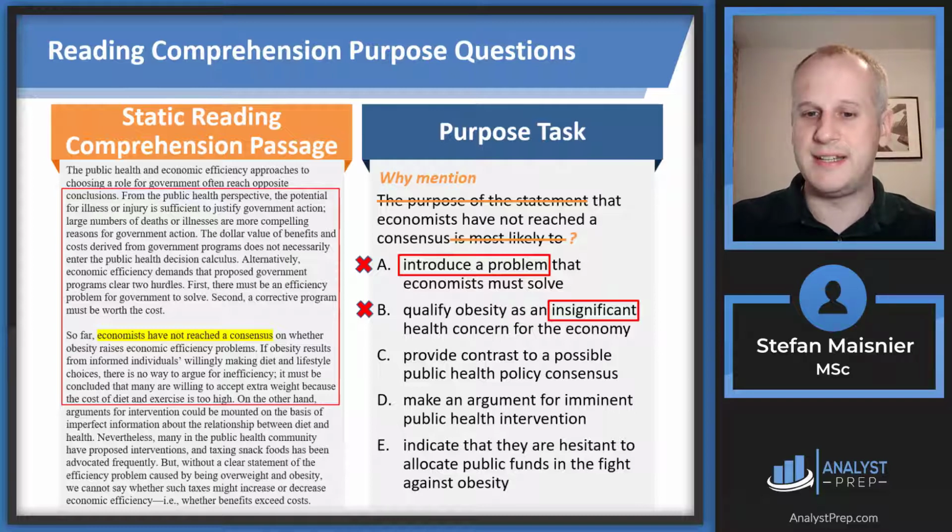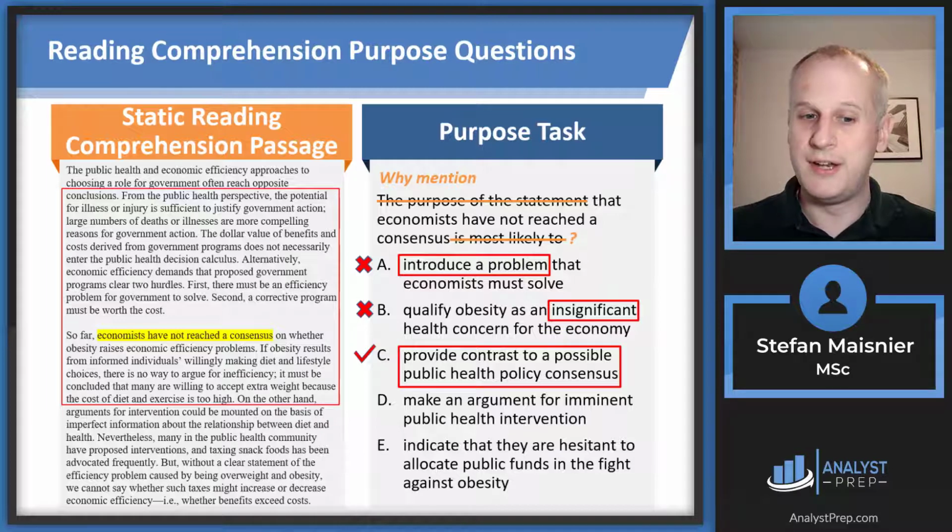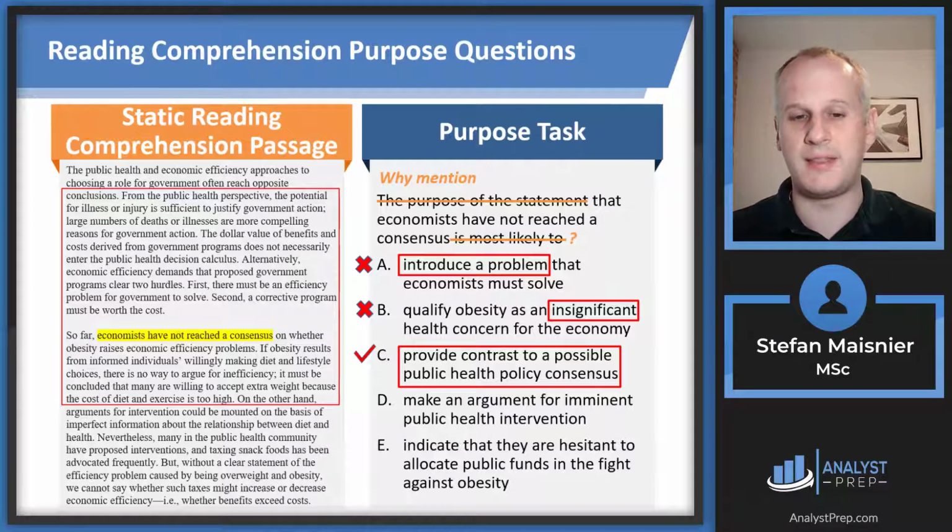However, with choice C, provide contrast to a possible public health policy consensus. Well, we know that the public health people say that if there's illness or injury, that would be sufficient to justify government action. But the economists, they have not reached this consensus. So there is a contrast here, and that is why the economists, having not reached a consensus, are being mentioned in contrast to these public health perspectives who maybe have. So that matches our prediction.